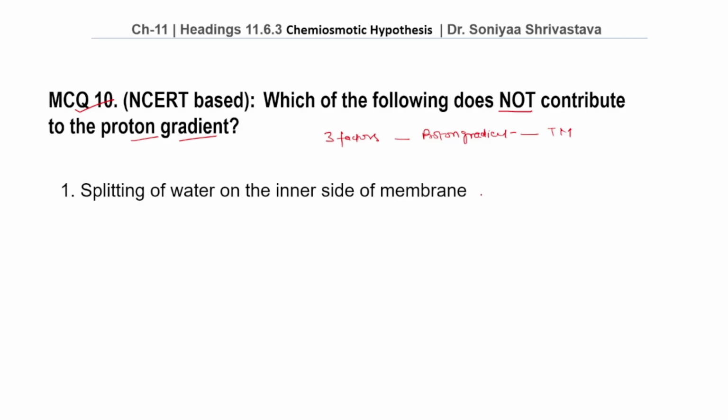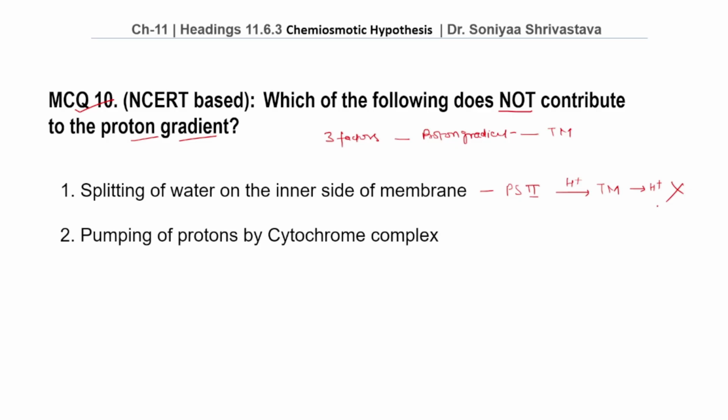Yes, this contributes. How? When water is split at PS2, protons are released directly into the thylakoid lumen, increasing the hydrogen ion concentration there. So this is not our option. Option number 2, pumping of protons by cytochrome complex. Yes, this also contributes. As electrons move through cytochrome b6f, protons are actively transported from stroma to lumen, strengthening the gradient. So this is not our option.